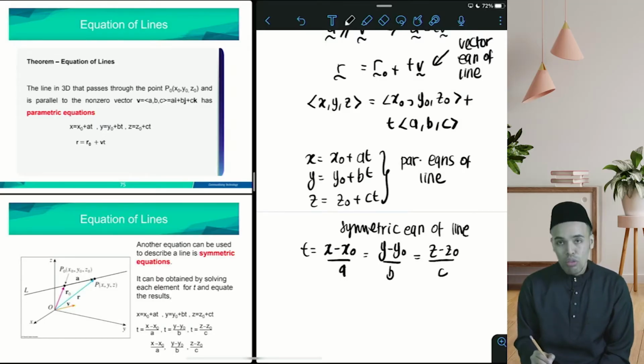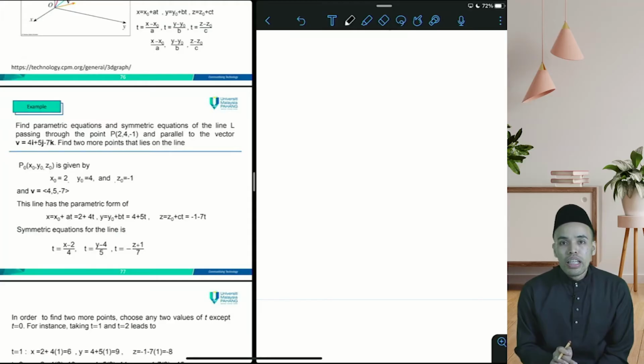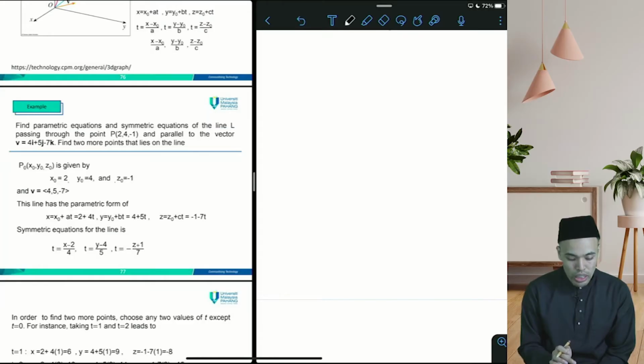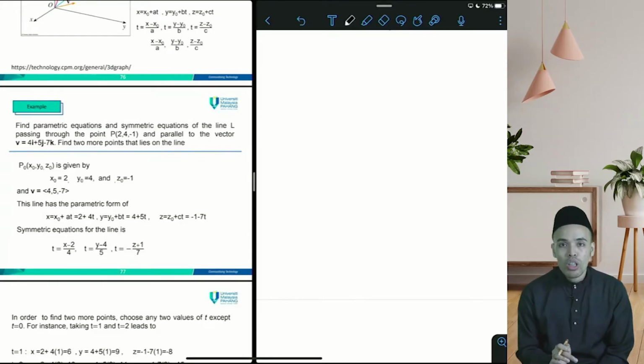Now, let's take a look at this example, where the author asks you to determine the parametric equation and symmetric equation of line L passing through point P, which is (2, 4, -1), and at the same time parallel to vector v, which is (4, 5, -7). And at the same time, the author asks you to determine another 2 points that lie on the line.